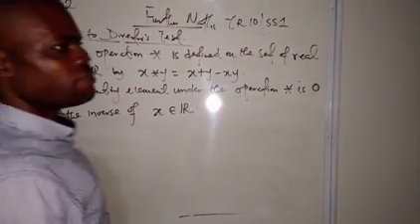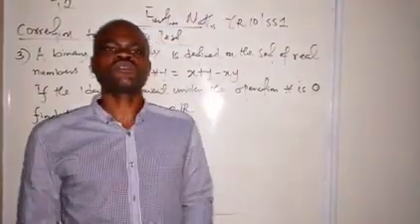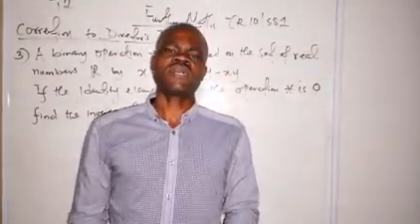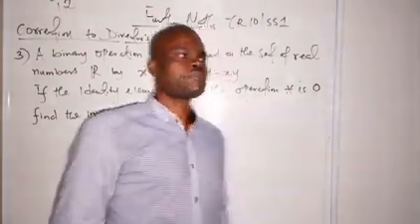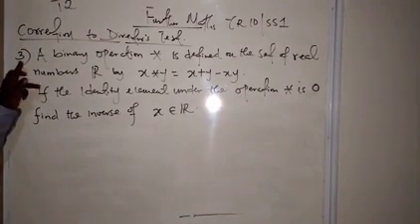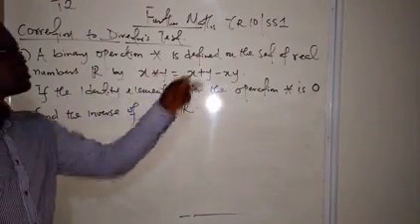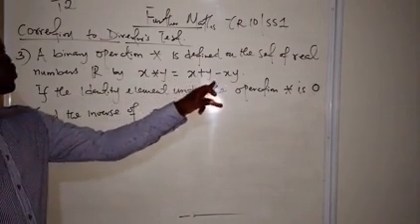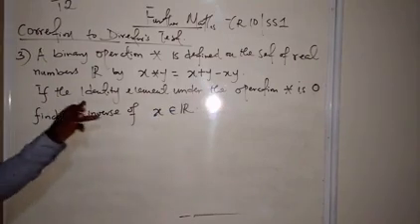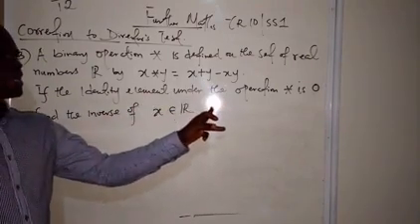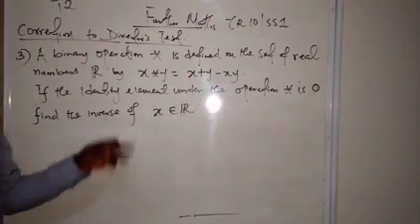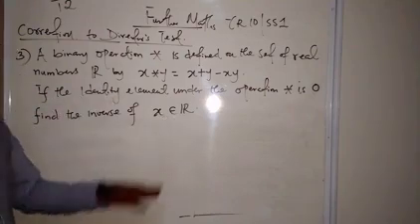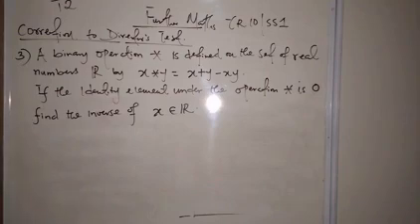So we are here again on the correction to the director's test for year 10, and now on question number 3. In this question, we are given that a binary operation star is defined on the set of real numbers R by x star y is x plus y minus xy. If the identity element under the operation star is 0, find the inverse of x, which is an element of R. You can pause the video and go over the question again.